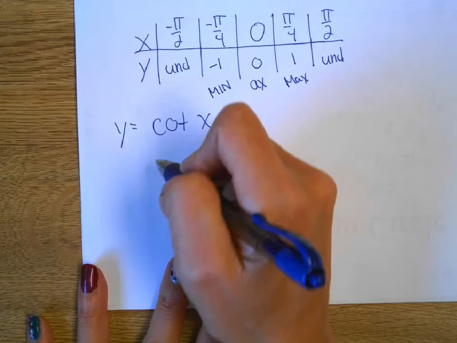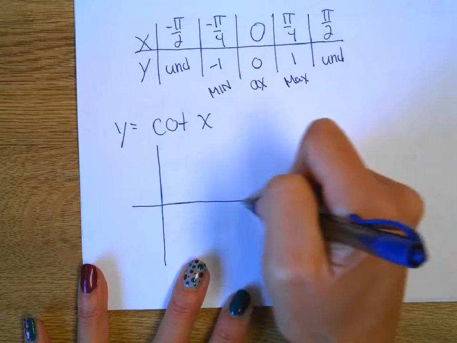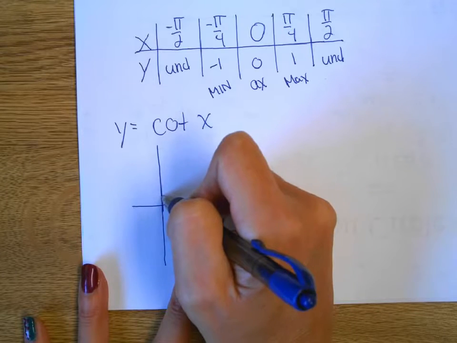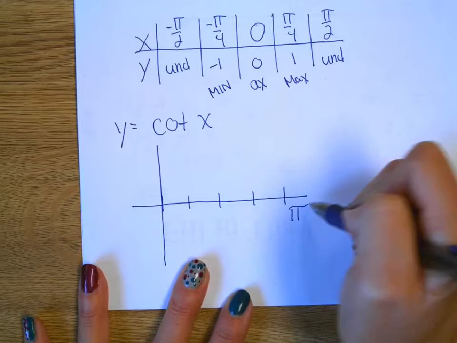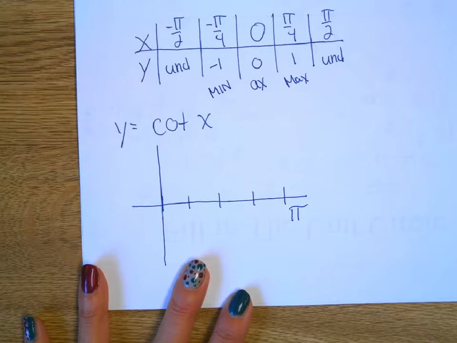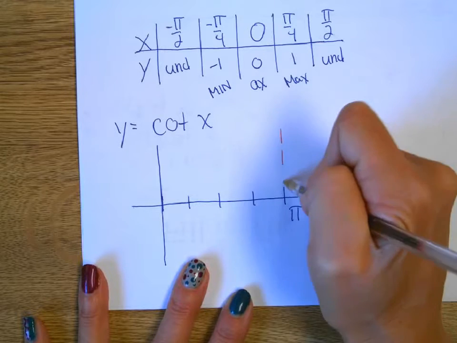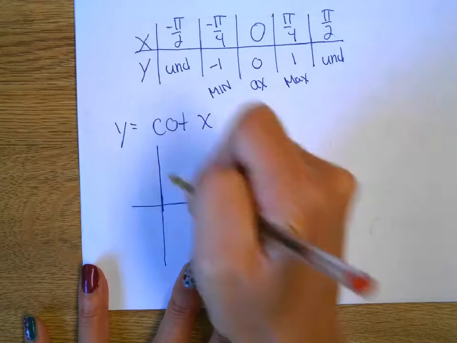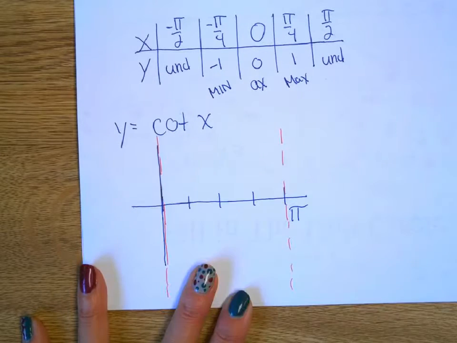Okay, here we go. But cotangent, again, is centered between two vertical asymptotes. The other one just happens to be on the y-axis.